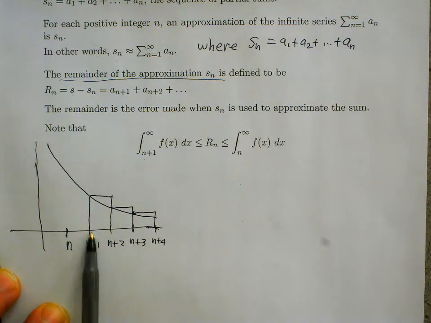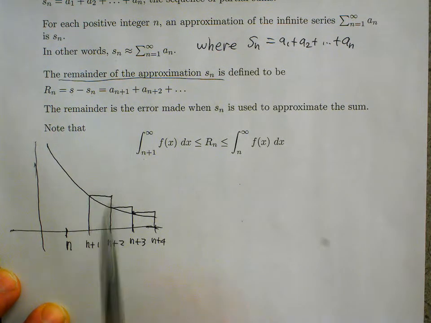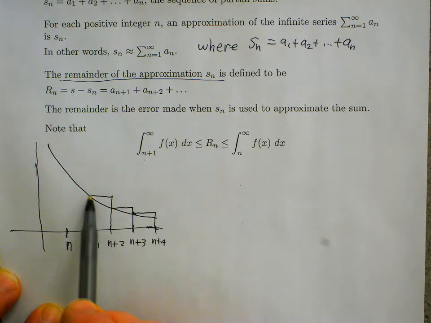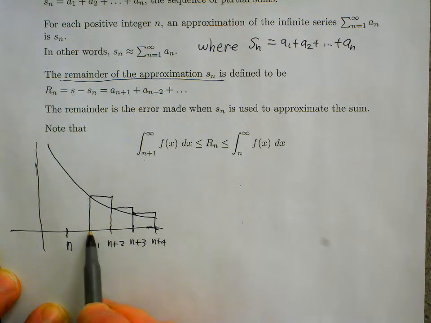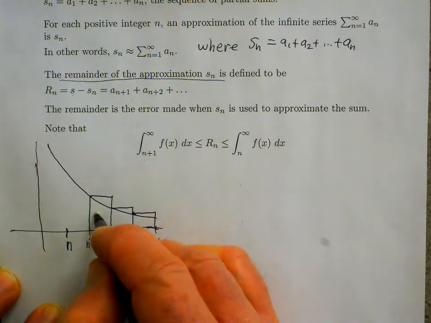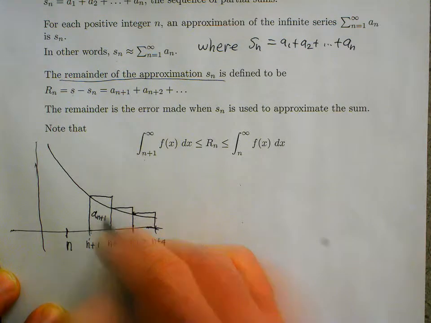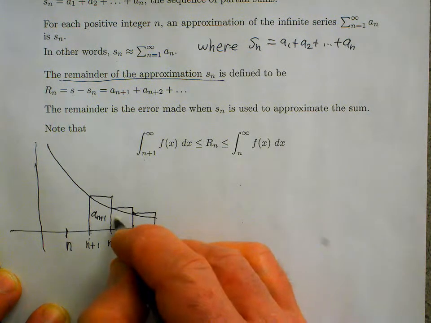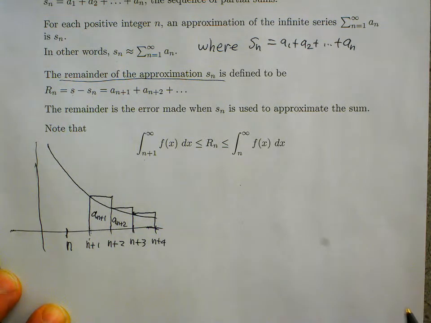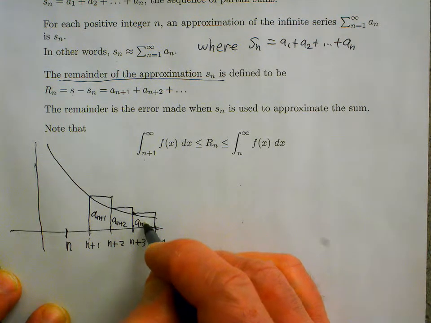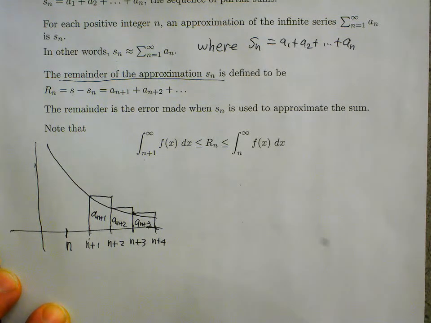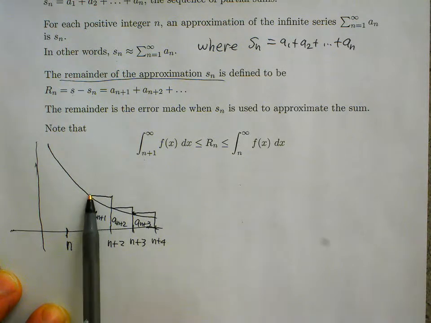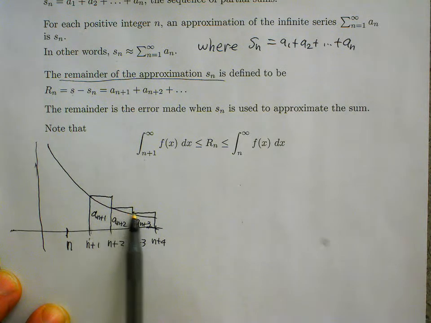okay, so in this picture, the area of this first rectangle, well, the height is a sub n plus 1. The base length is 1. So the area of this is a sub n plus 1. The area of the next rectangle is a sub n plus 2, and so on. And from n plus 1 to infinity, the graph of f of x is below the tops of those rectangles.